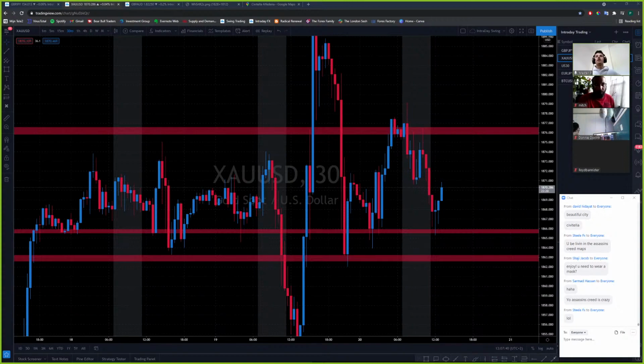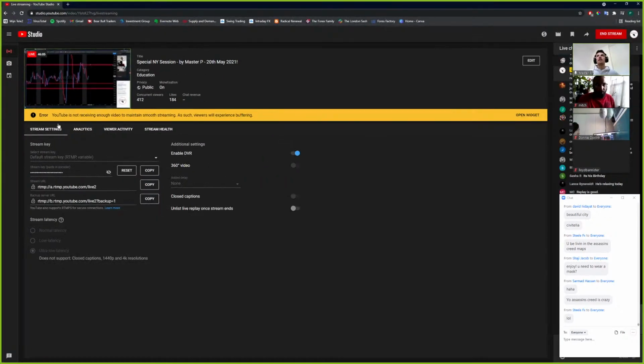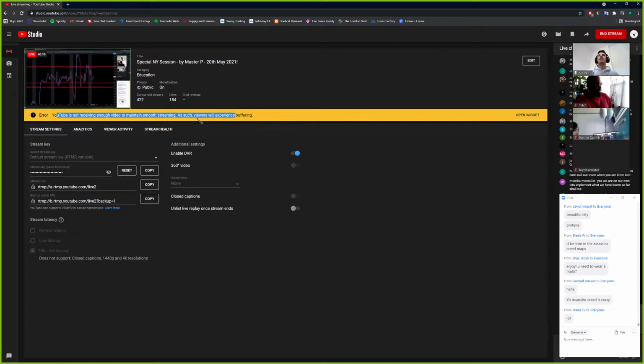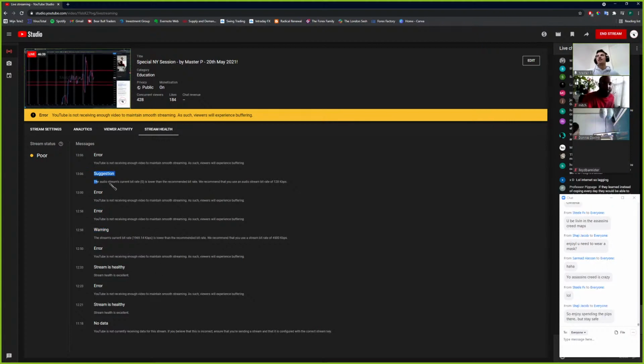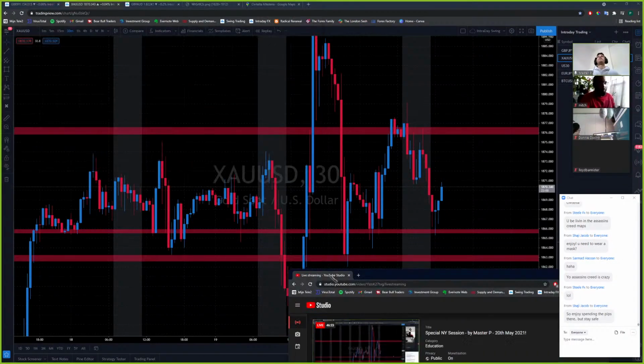Yeah, look, even YouTube here is giving some issues, as you can see. YouTube is not receiving enough video to maintain smooth streaming. Viewers will experience buffering, but yeah, it is a little bit of what it is. It used to be healthy, and then it started giving some warnings, and then error, and then suggestions. But can't do much about that.